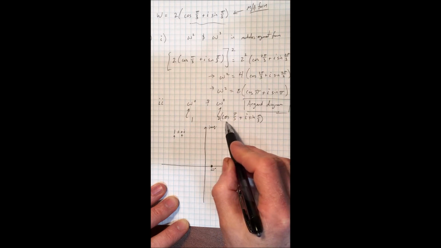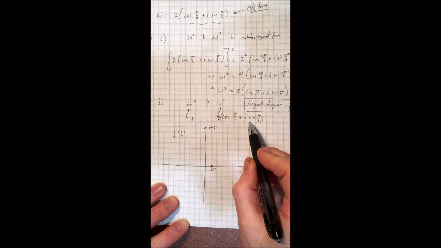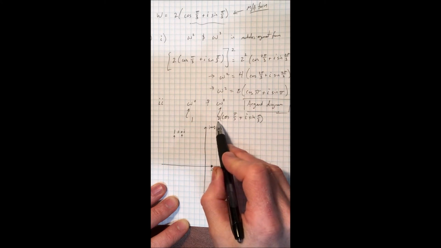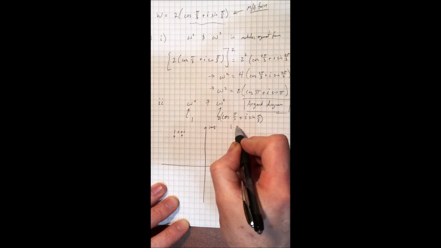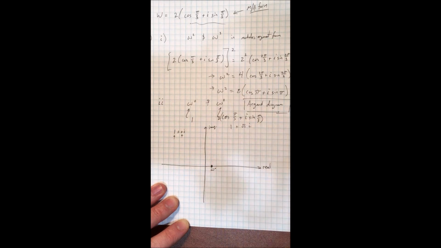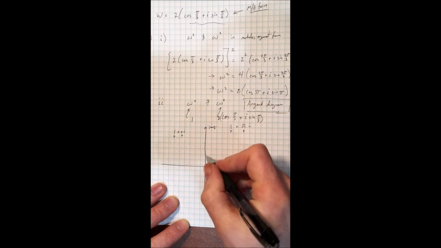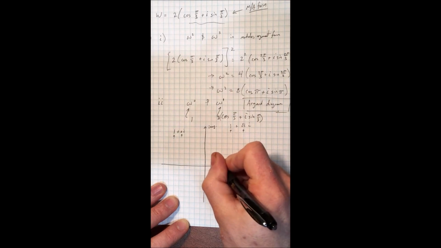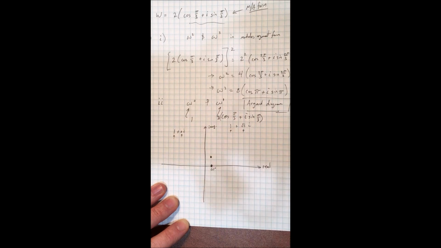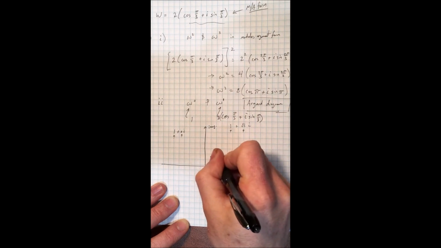Cosine of pi over 3 is going to be 1/2. Sine of pi over 3 is going to be root 3 over 2. If I multiply both of those by 2, I'm going to get 1 plus root 3i. And so that tells me my horizontal component is over 1, and my vertical, or my imaginary component, is up root 3. So square root of 3 is going to be a little bit more than 1, so let's just say we're somewhere around there, give or take. So there's w to the 1st power.